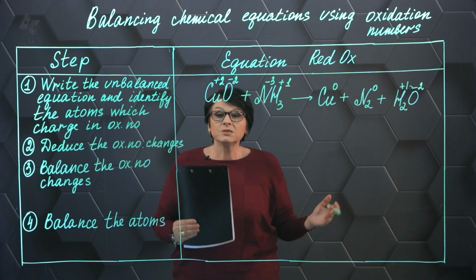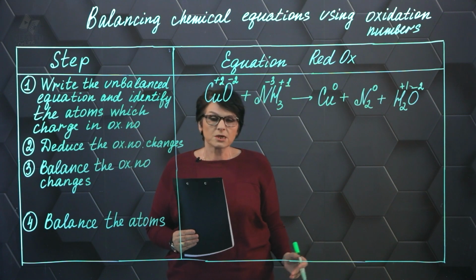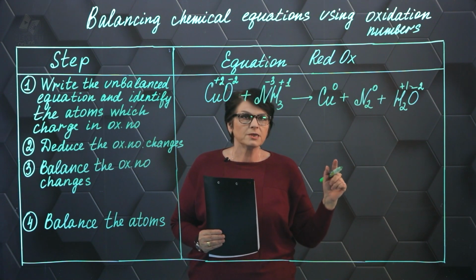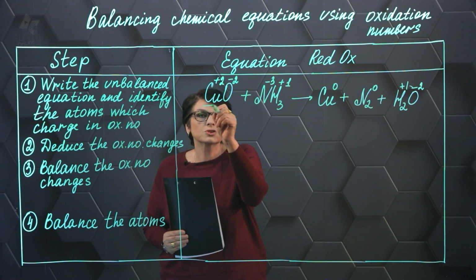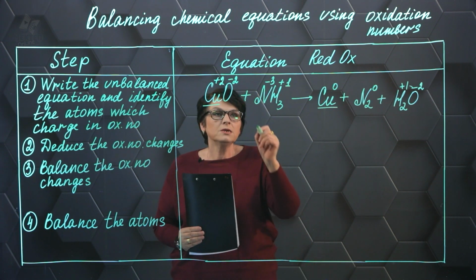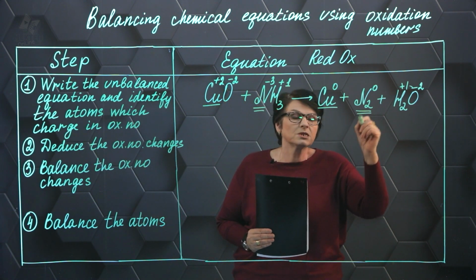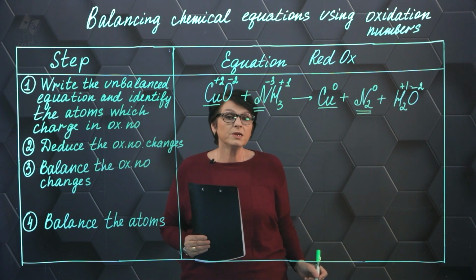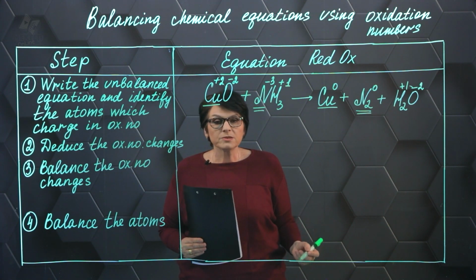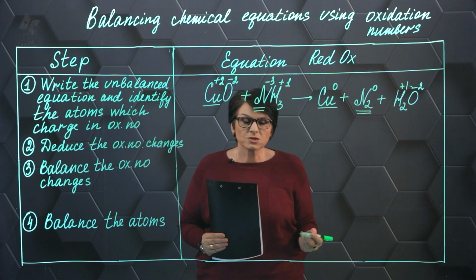Okay, now we need to determine which elements have switched charges. We can see that it's copper. Let's underline it on the left and right. And it's nitrogen that changes its oxidation degree. Let's underline it on the left and on the right. Now we need to perform the following procedure to find out what processes are taking place.